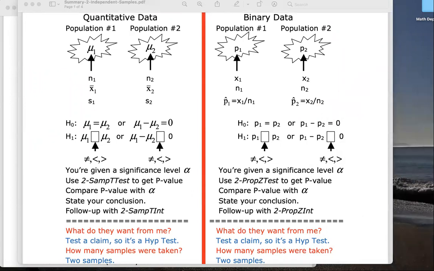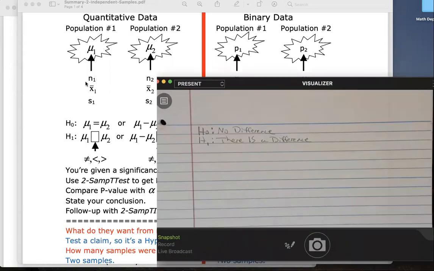Out of the way. All right, so as we look here on the left-hand side of this bar line you dare not cross, because you don't want to mix up quantitative data with binary data. That would be bad. So, and let's talk about this. I'm going to bring my scratch paper back.